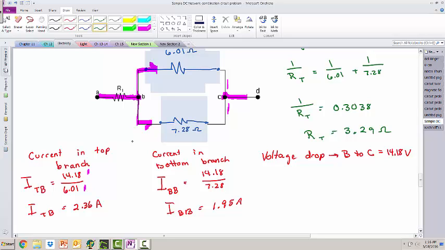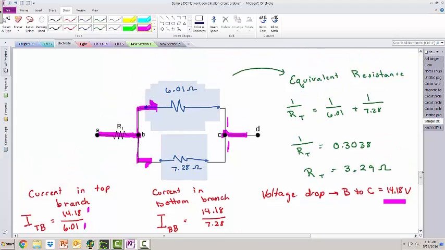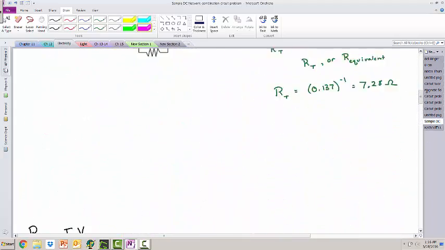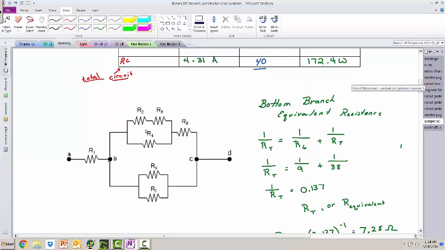So if I go way back down to the beginning here, I calculated what the current in the top branch was, and it was 2.36 amps, and we used that. And I calculated what the current in the bottom branch was, and that was 1.95 amps. At the same time, I calculated what that voltage drop was from B to C. So I'm going to take that information, go way back up here, and that means from point B to point C, I have a voltage drop of 14.18 volts.